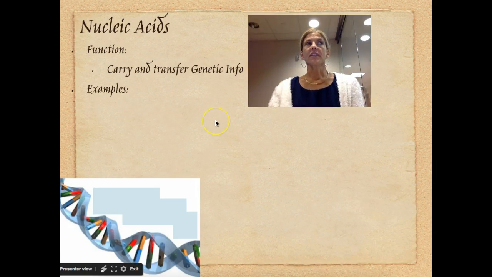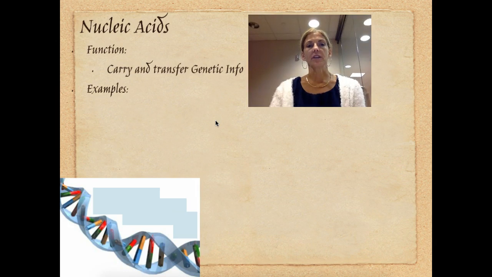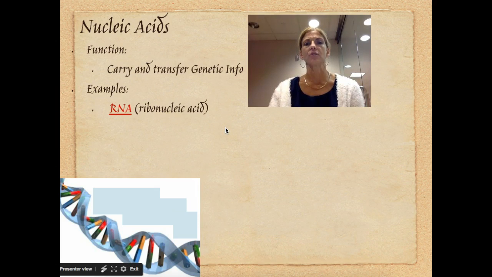So for each of the macromolecules we're talking about, we want to understand the structure and the function. So the function of nucleic acids, referring to DNA and RNA, has to do with genetic information. So either storing it or transferring it from point A to point B. So for example, from the nucleus to the ribosome.